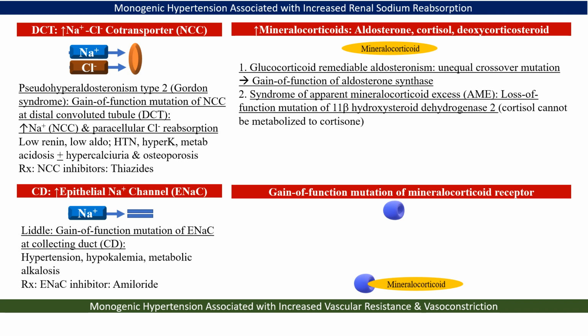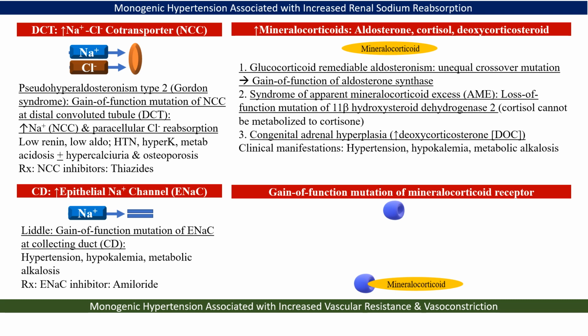Syndrome of apparent mineralocorticoid excess, where there is a loss of function mutation of 11-beta-hydroxysteroid dehydrogenase 2, the enzyme necessary for the inactivation of cortisol, resulting in the accumulation of cortisol, which has mineralocorticoid activity. And congenital adrenal hyperplasia, where there is an inactivating mutation of either 11-alpha hydroxylase or 17-beta-hydroxylase, resulting in the accumulation of deoxycorticosterone, which has mineralocorticoid activity.